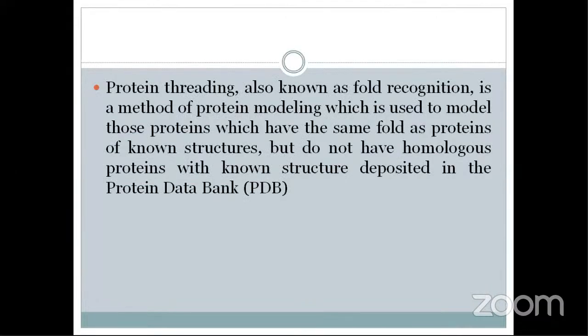Protein threading, also known as fold recognition, is a method of protein modeling which is used to model those proteins which have the same fold. Same fold in the sense, what are the folds? They are alpha helix, beta sheets, and the turns. The same folds are taken from the protein secondary structure database, and they are assembled, and the particular protein model is created.